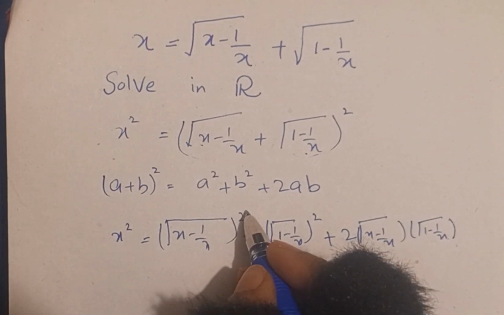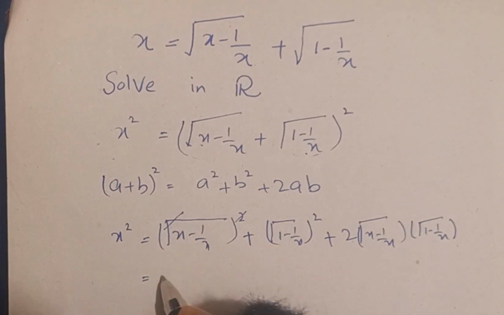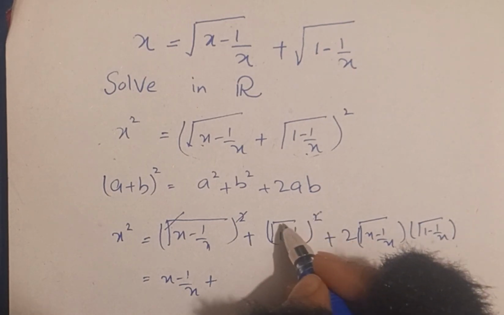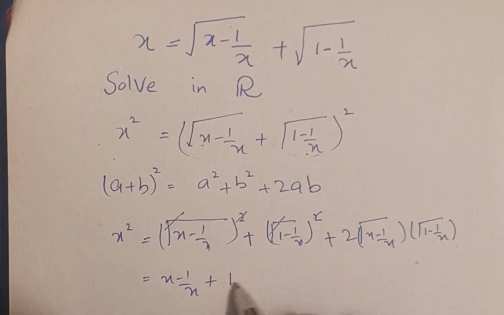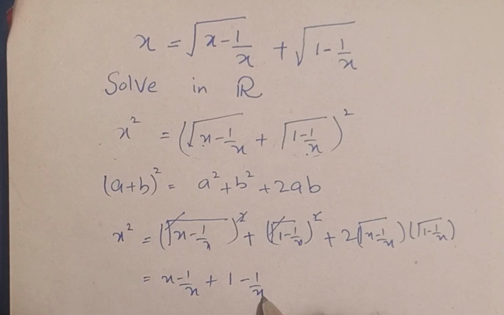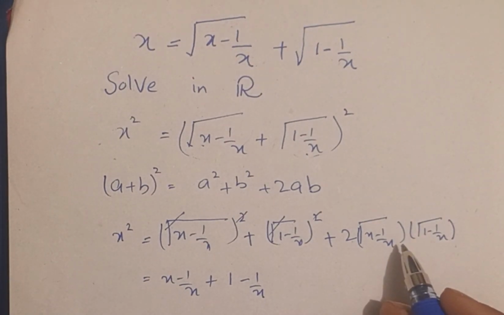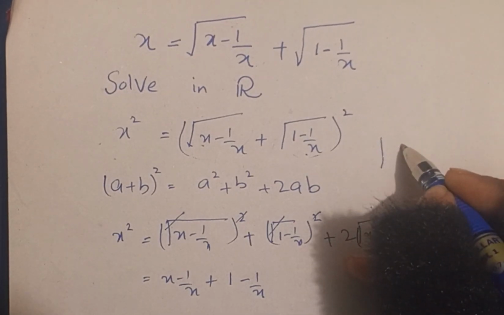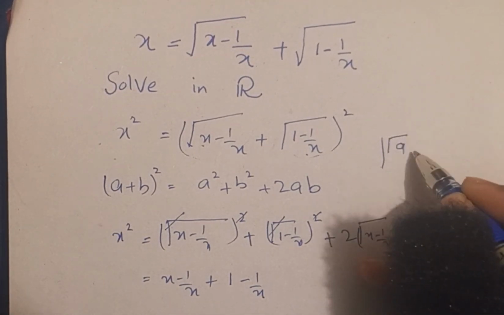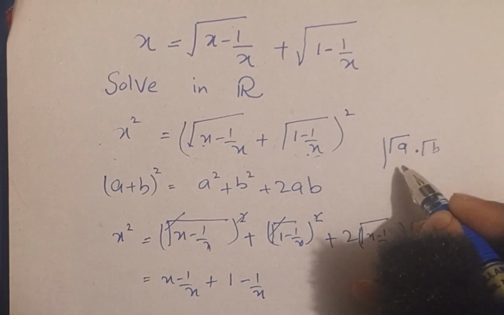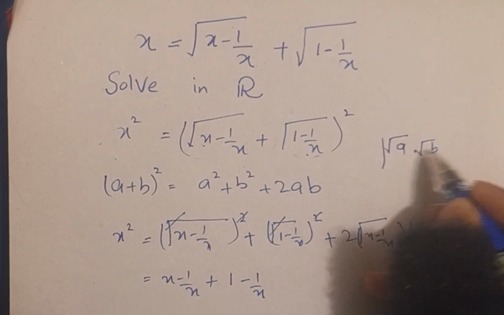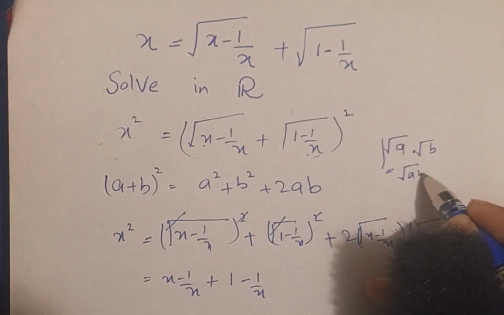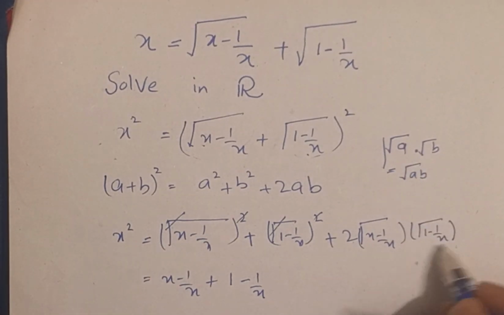So this square and square root will cancel. We just get x minus 1 over x. And in the second term this square and square root will cancel. We just get 1 minus 1 over x. This term we apply an exponent rule. As we know, square root of a multiplied by square root of b, if the index is the same, then we can write this as square root of ab. So apply this identity on this term.